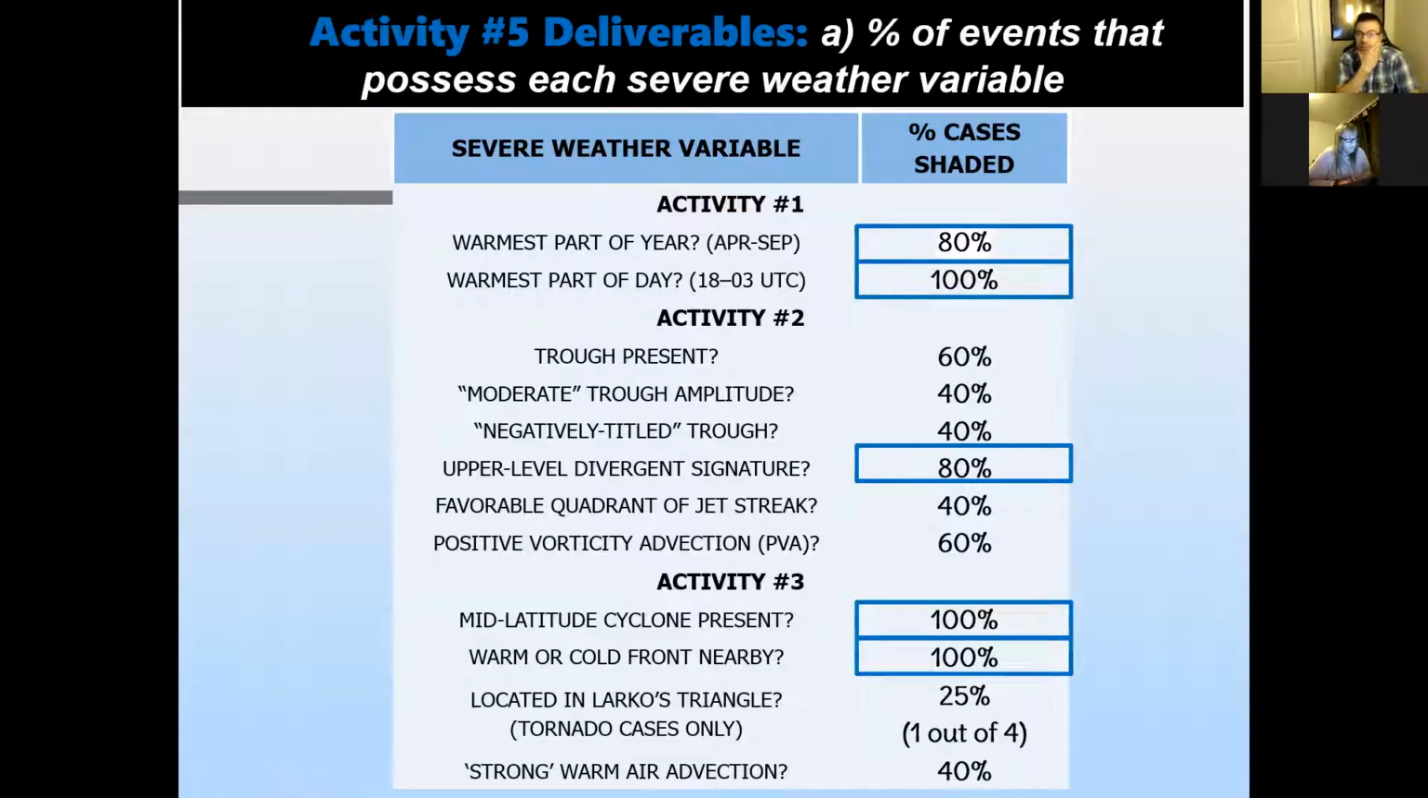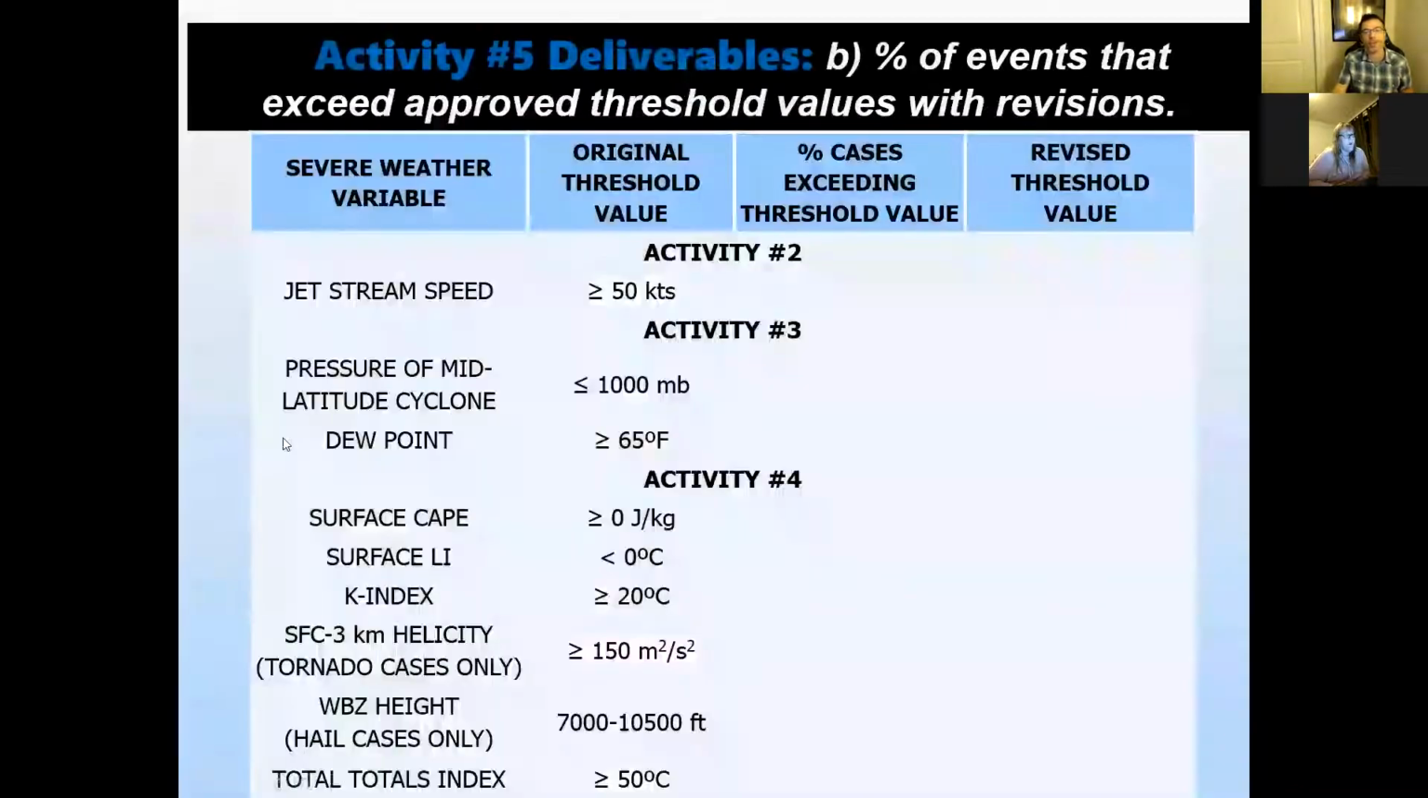So one thing that's really interesting is that all the cases, all 5 cases, had a mid-latitude cyclone. All the cases had a front. Most of the cases had that upper level divergent signature. And then some of the cases, 2 or 3, had kind of a hodgepodge of some of the other severe weather variables. So again, the students are trying to extract those severe weather parameters that were found most frequently from their analysis. So beautiful, beautiful synthesis stage for the activity.